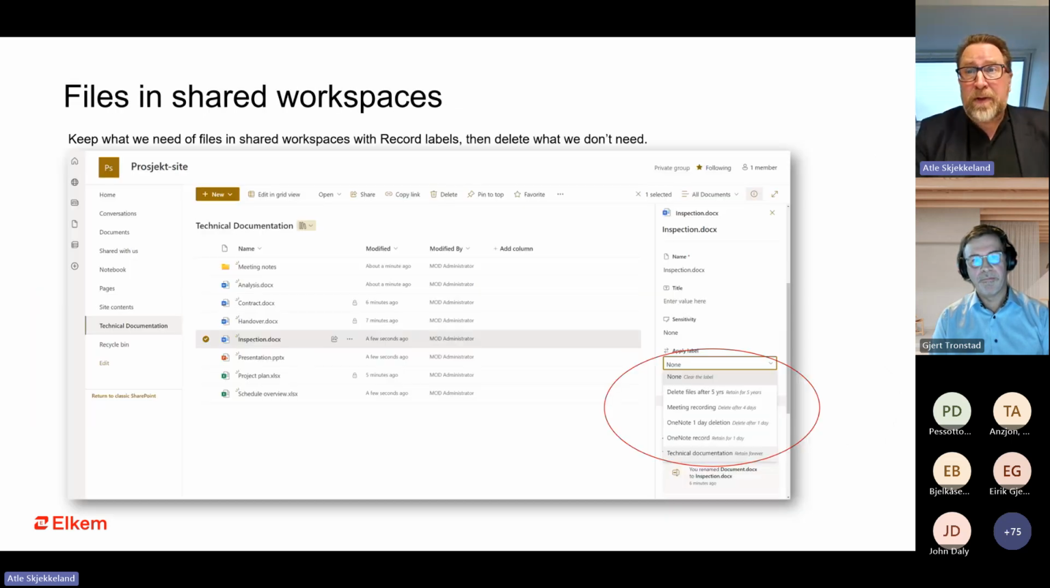At Elkem, the priority in the first implementation ended up actually being record labels. Record labels ensure that technical documentation, especially, can be locked and you can trust it in the future. It can't be deleted, and it can't be edited without going through a process. You see the padlock showing up on the file, and you know therefore that you can trust the integrity, authenticity, and reliability of that file in the future.